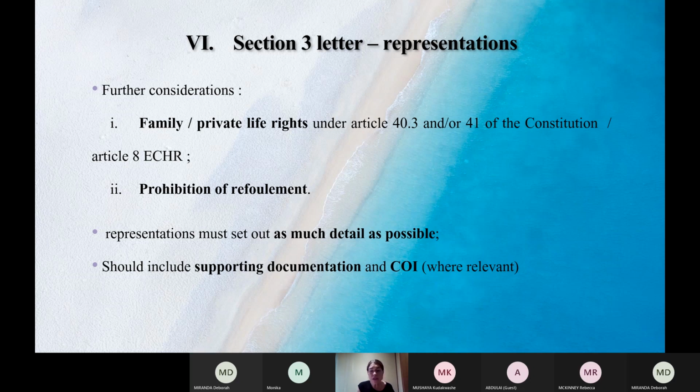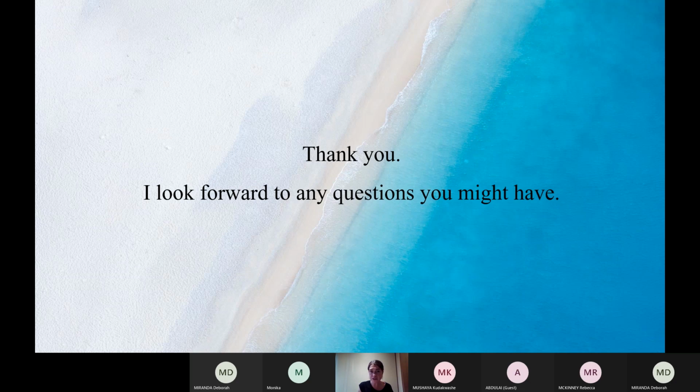So that's really what I wanted to address. That's an overview of both the Dublin 3 regulation and what should be set out in representations to counter any proposal to deport, as to why a person shouldn't be deported. So thank you very much for listening, and please don't hesitate to ask any questions if you have them.